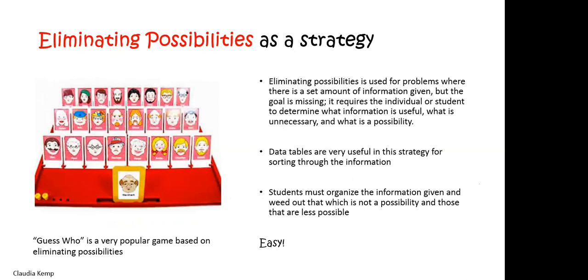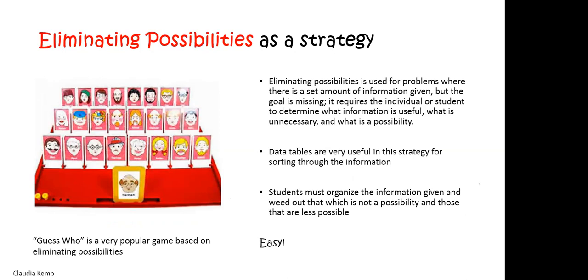The second strategy is called eliminating possibilities. Eliminating possibilities is used for problems where there is a set amount of information given, but the goal is missing. It requires the individual or student to determine what information is useful, what is unnecessary, and what is a possibility. Data tables are very useful in this strategy for sorting through the information.